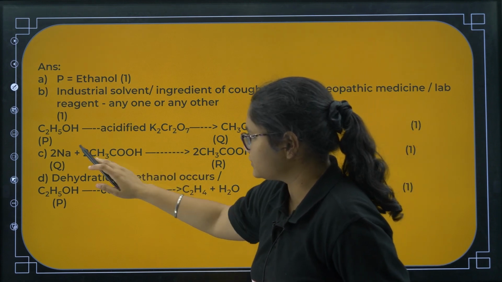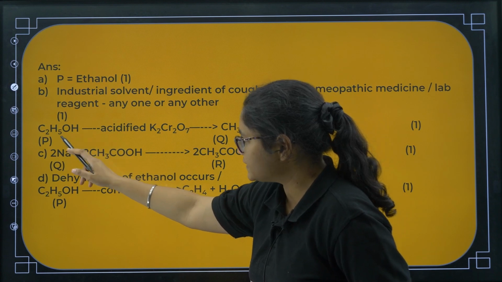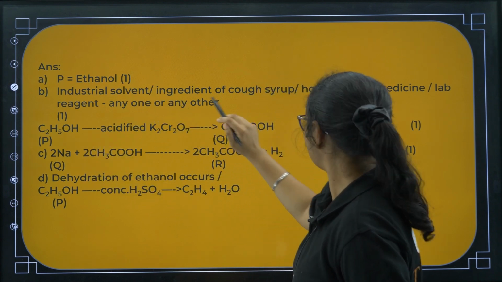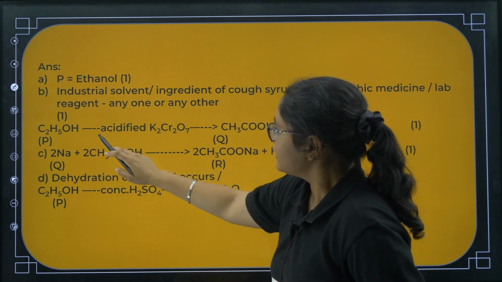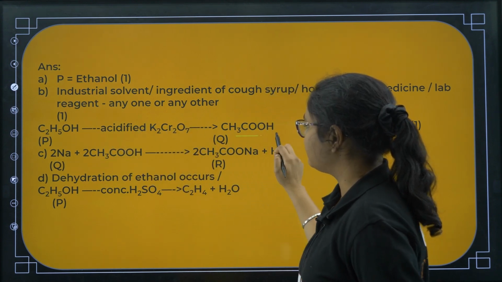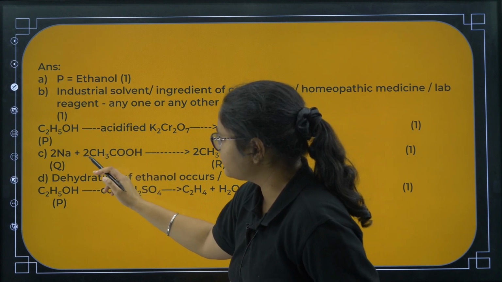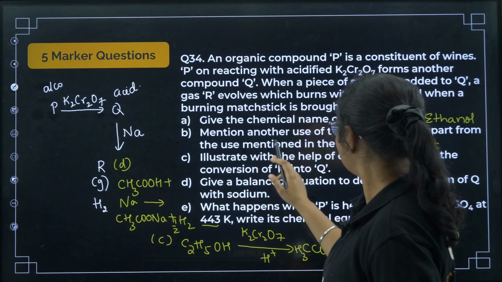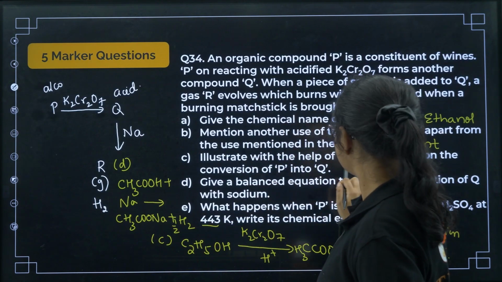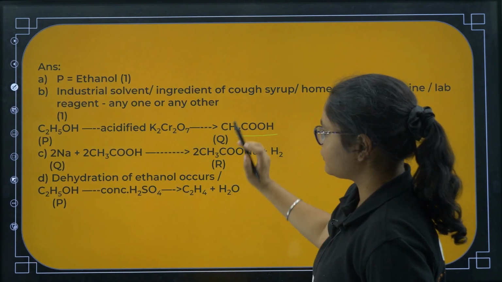Next was the oxidizing reaction. So C2H5OH, so this will give you 1 mark, this will give you 1 mark. Next, C2H5OH with acidic K2Cr2O7 will give you CH3COOH, that is your Q. Next, how was the question? Okay, illustrate. Okay, so this is your C. So we have got 1 more mark.